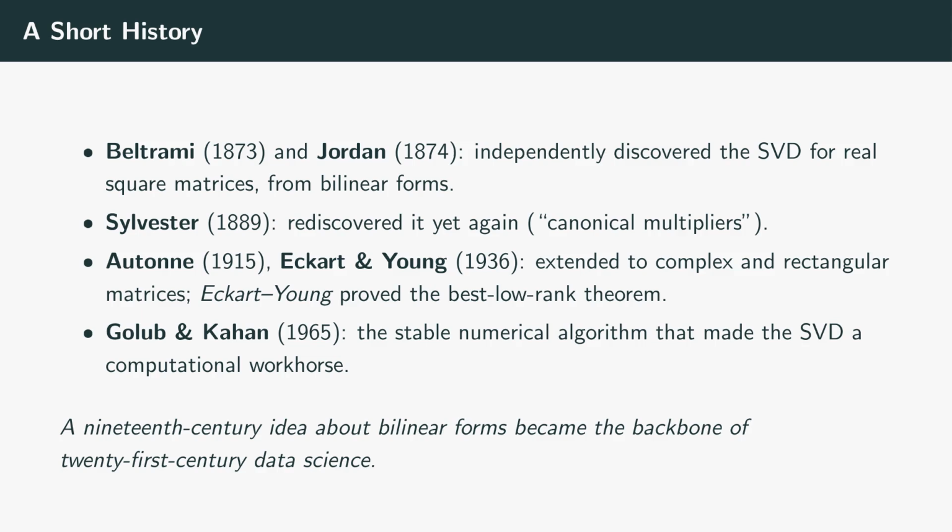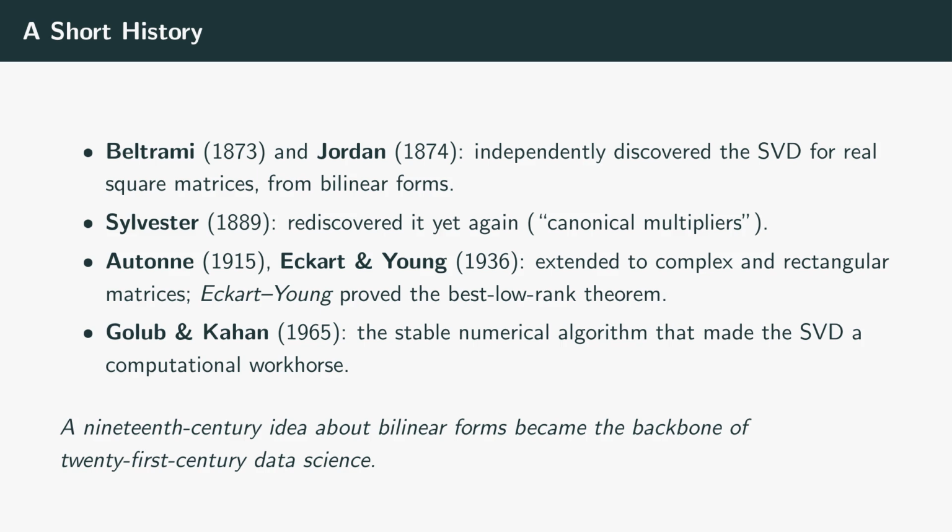A short history. The singular value decomposition was found astonishingly early. In 1873, the Italian mathematician Eugenio Beltrami discovered it for real square matrices while studying bilinear forms, and Camille Jordan found it independently just a year later. James Joseph Sylvester rediscovered it again in 1889, calling the singular values canonical multipliers. In the early 20th century, Léon Autonne extended it to complex matrices, and then, in 1936, Carl Eckart and Gale Young extended it to rectangular matrices and proved the theorem that bears their names, that truncating the SVD gives the best low-rank approximation.